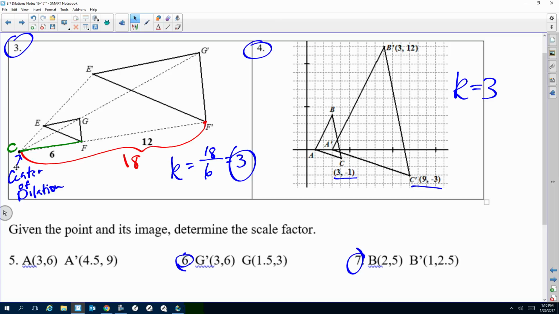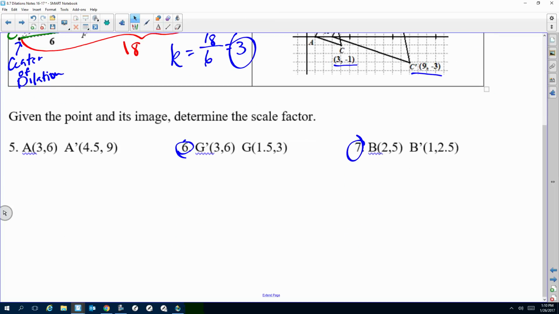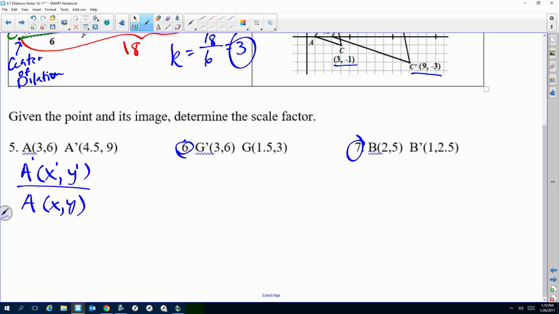All right, so now, no graph. Okay? Determine the scale factor. So we're still going to compare the prime coordinates to the original coordinates. Okay? So this first one, yeah. 3.5 or 1.5. Okay. 6 is 2. Okay. And then here K is 1/2.